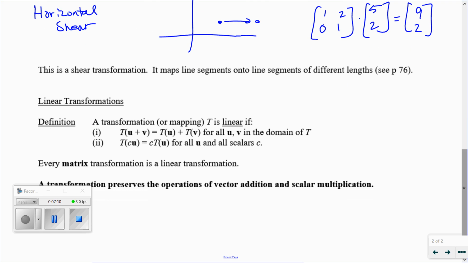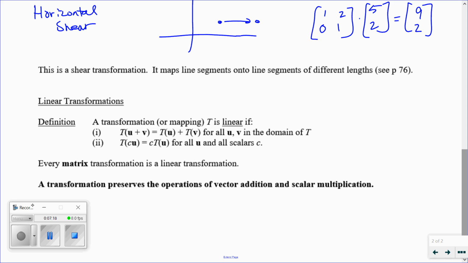And the last one down here is just a transformation that preserves operations. So this transformation preserves the operations of vector addition and scalar multiplication, and the origin stays in place. So these things stay the same, and it makes addition and multiplication okay, and the origin has to stay at the origin. All right, that's it.